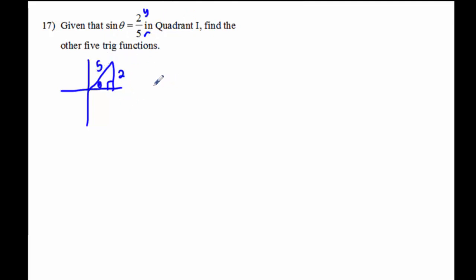If we need all 5 trig functions, we need the third side. So that's the Pythagorean theorem, which gives us 25 minus 4, which is 21. We square root that. Now this doesn't simplify because it splits up into 3 and 7, which are both prime numbers. So we would leave it as the square root of 21.